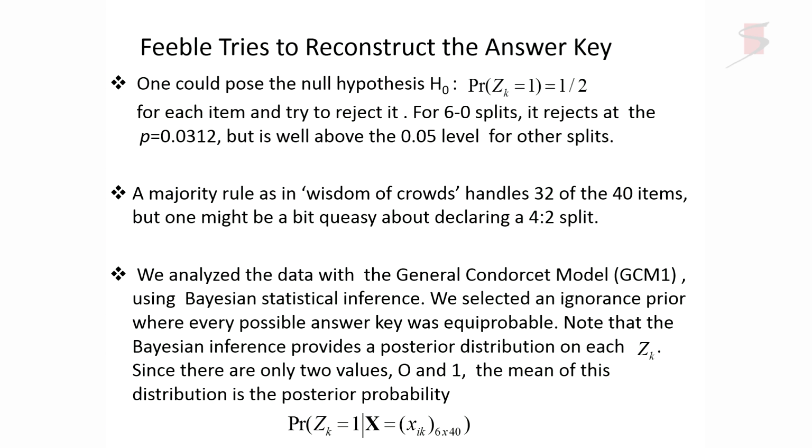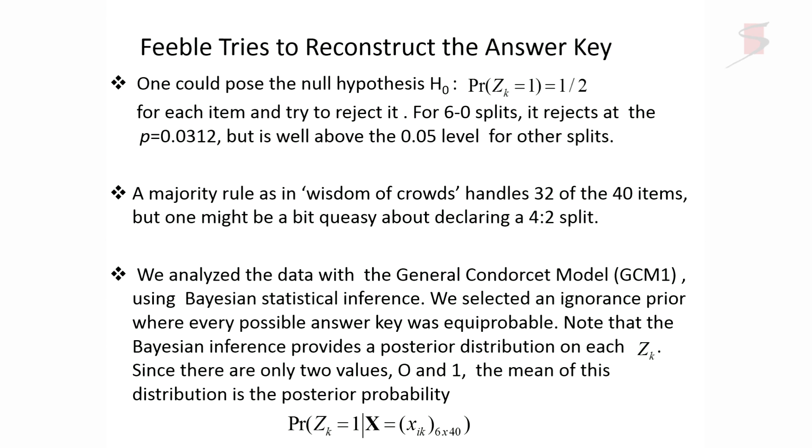So we analyzed the data with what's called the general Condorcet model. I won't go into the history of why we called it that, and I call that the GCM1 because that's the one that most of the anthropologists actually use. And so we used Bayesian statistical inference. We selected an ignorance prior, which is appropriate. If you don't know the answers beforehand, you assume that they're all equally likely.